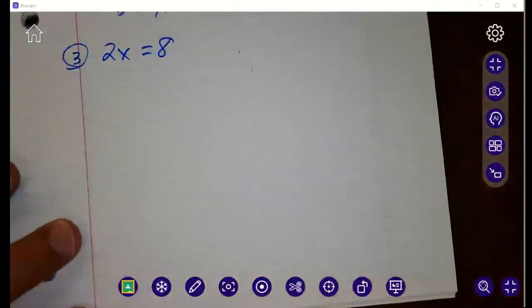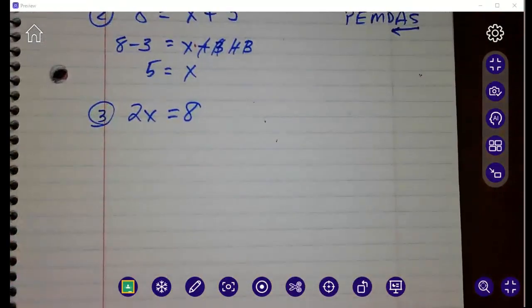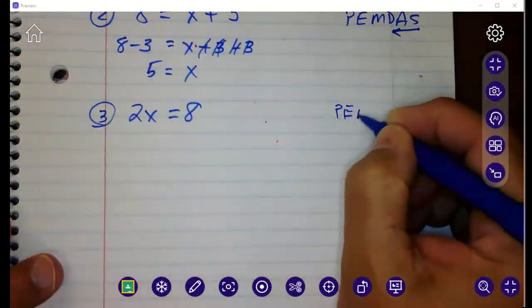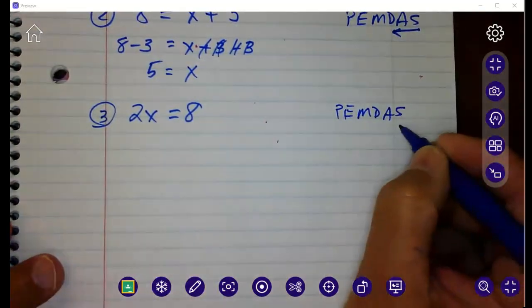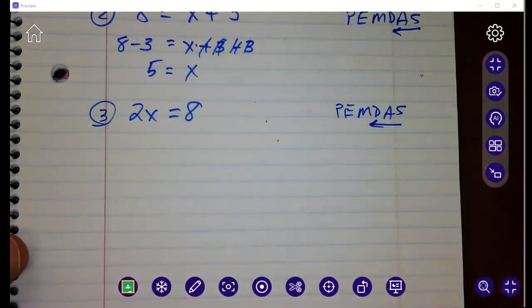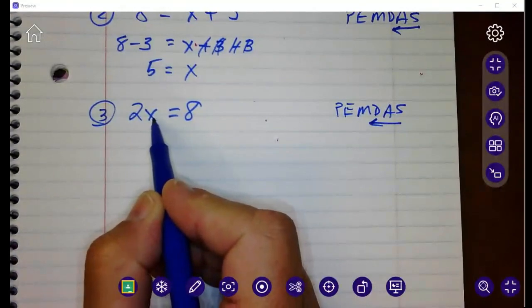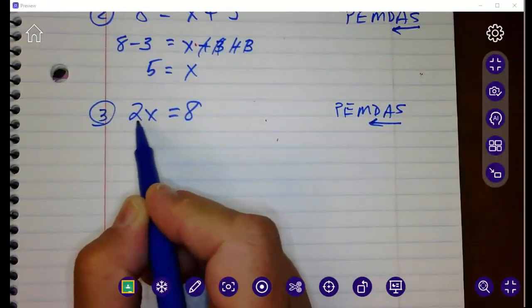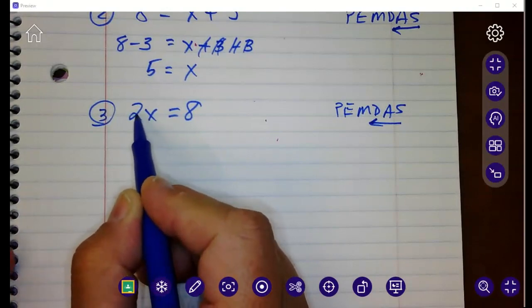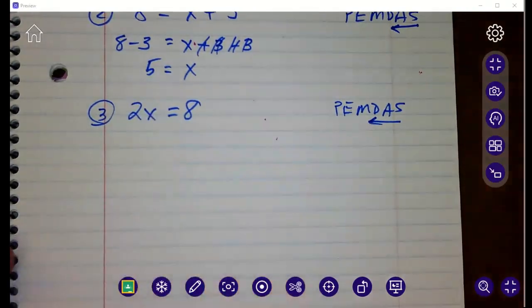2x equals 8. Well, this is a little bit different, but the process is the same. We again start with please excuse my dear Aunt Sally, and we work backwards. I look at my variable, x. This time, I'm not adding or subtracting anything to the x. The 2 is being multiplied by the x. Again, I should be able to look at that and say, oh, I know that x is going to be 4. 2 times 4 is 8. But we have to learn the process.